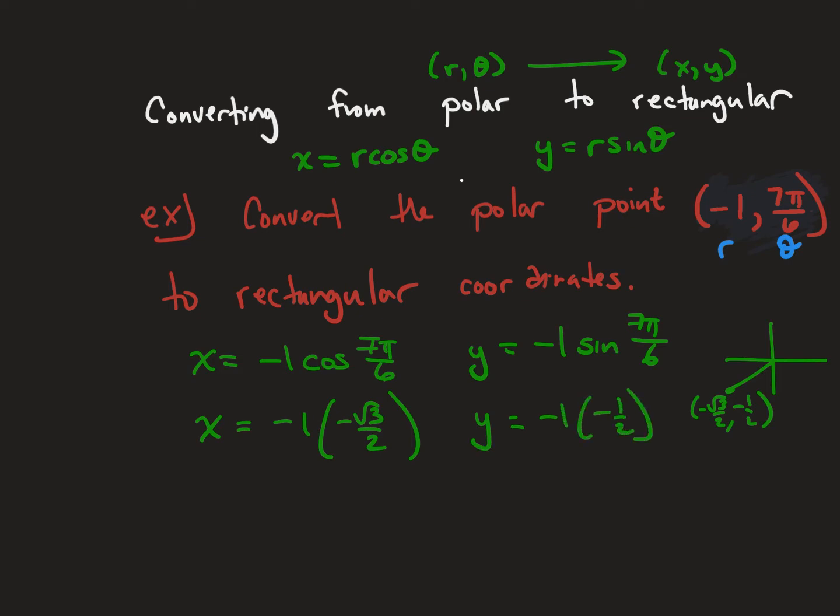Now those are both multiplied by r, and r in our case is simply negative 1. So x is going to become positive radical 3 over 2, and y is going to become positive 1 half. That makes sense because in this polar point, I'm rotating 7 pi over 6, but then I'm going backwards, so it's up here in quadrant 1. And in rectangular, if I go over and up, that's also in quadrant 1.